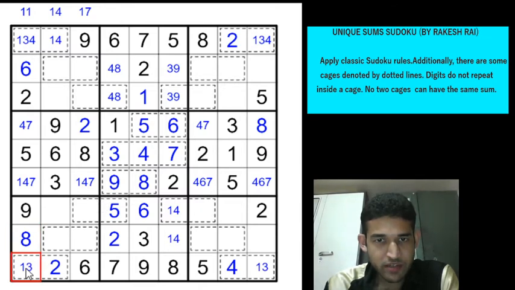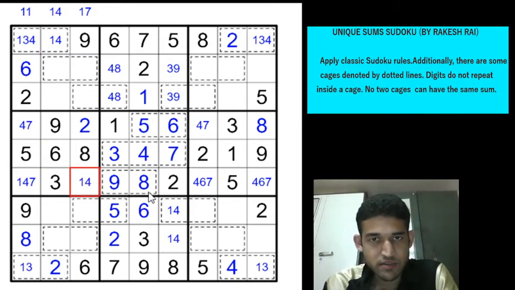Okay, we have 1 3 here and 1 3 4 here, so which means 7 will be in one of these two cells. That eliminates the 7 from this cell. Also using classic rules, we have an 8 in row 8, 8 in row 9 and also 8 in column 7, which means 8 has to be in this cell.